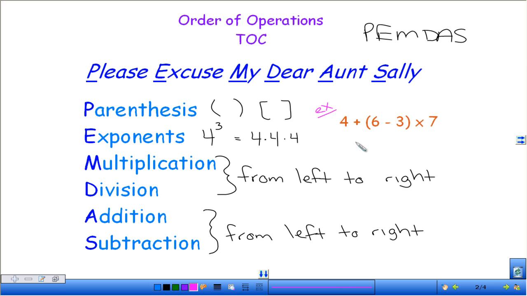If I were to read this to you, I would say 4 plus the quantity, which means this is going to be in parentheses. So 4 plus the quantity of 6 minus 3 times 7. If you ever hear the phrase "times" or "the quantity of," you're going to see some parentheses in there. I'm not going to say 4 plus parentheses 6 minus 3 parentheses times 7.